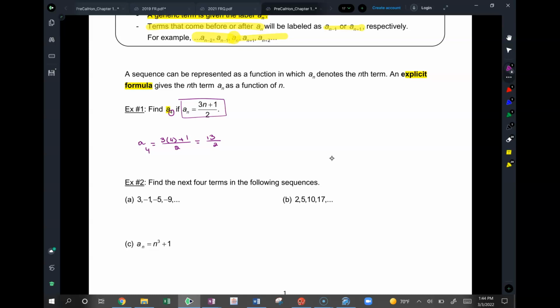No, that specific list, that specific sequence. So each sequence has its own formula. All right? Okay. All right, so let's move on.